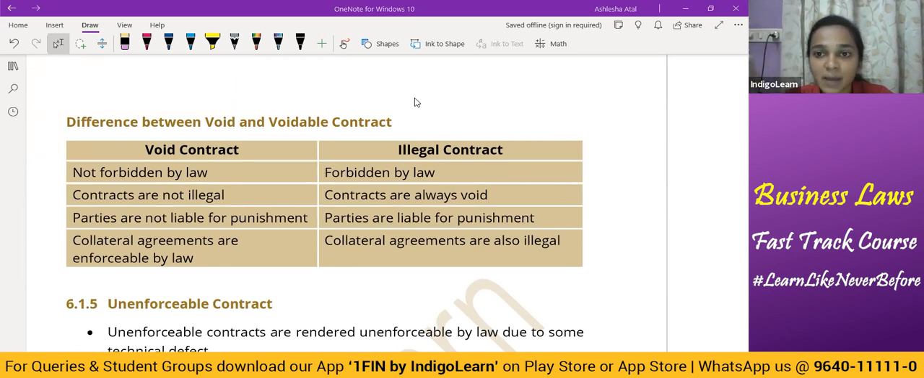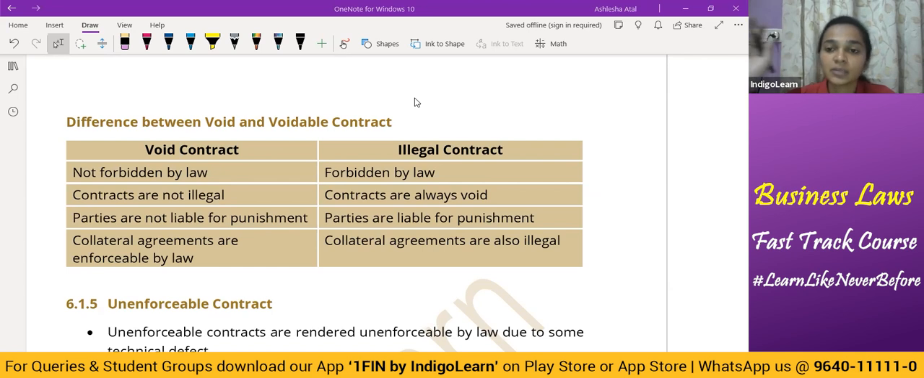If you remember the example which we had taken of the magician, it was a valid contract, it was not illegal. However, something happened because of which the contract became void. However, illegal contracts are always void, they are void ab initio. There's no punishment in case of void contracts. However, if a person is doing something which is illegal, there is definitely a punishment for it.